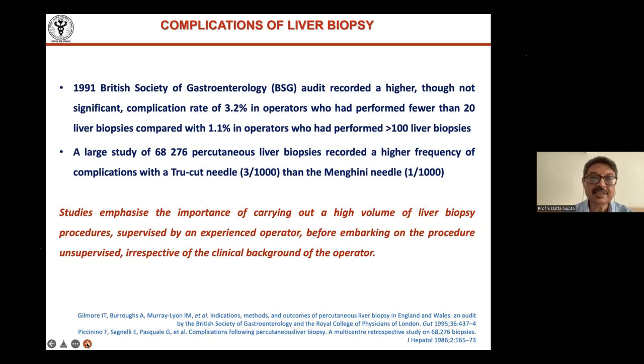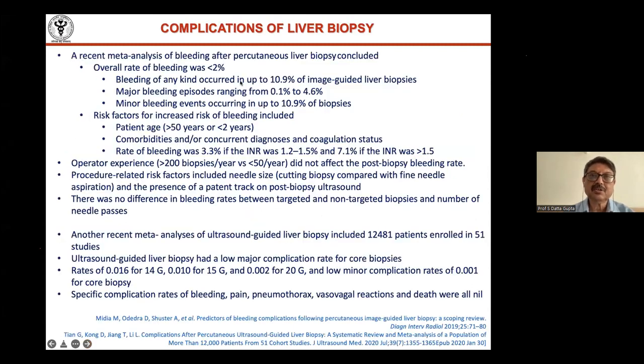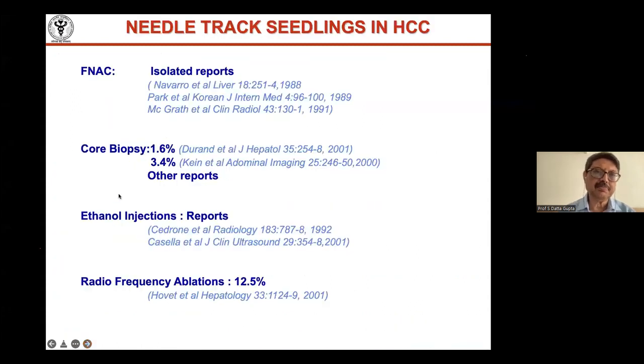And a large study recorded fewer complications with the Tru-Cut needle than with the Menghini needle. And a very recent meta-analysis shows the overall bleeding rate was less than 2%. They have studied numerous studies, and the risk factors were older patients or very young patients, comorbidities, especially with coagulation diseases, and if the INR was raised. So anyway, these are things you learn better.